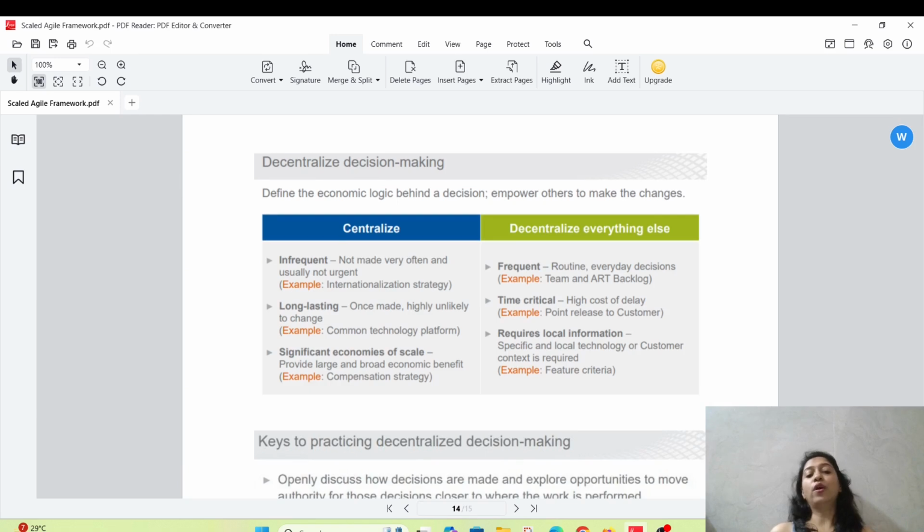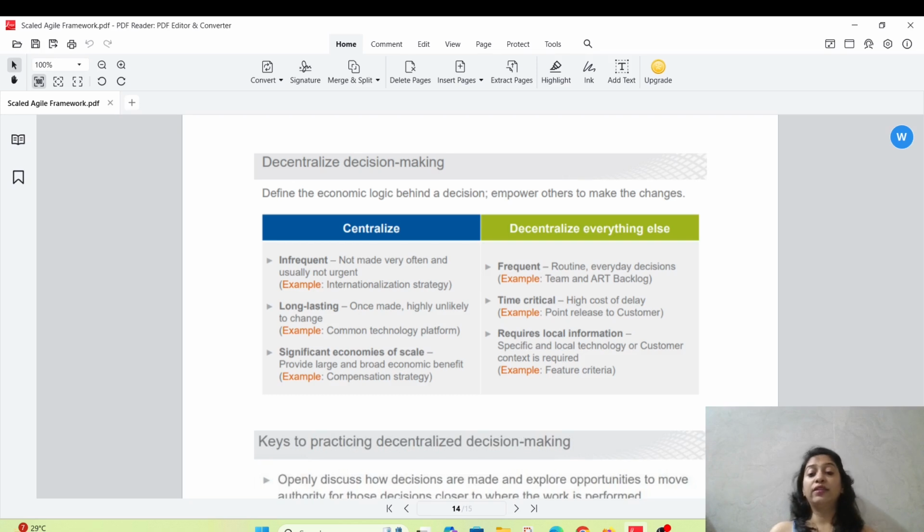Okay, let's go ahead and decentralize decision making. Let's see what is centralized and then decentralize everything else. So define the economic logic behind a decision and empower others to make the changes. What is centralized? Decisions that are infrequent, long-lasting, and have significant economies of scale. How do we decentralize everything else?